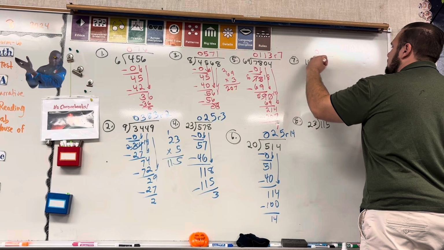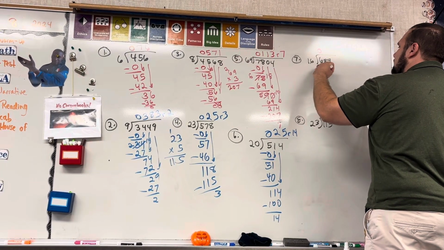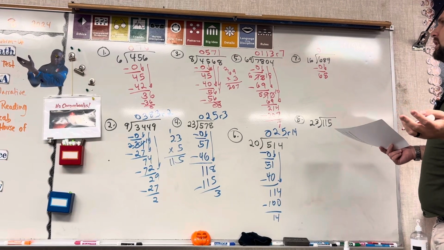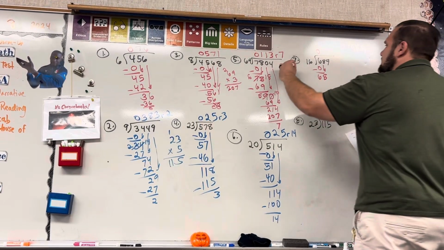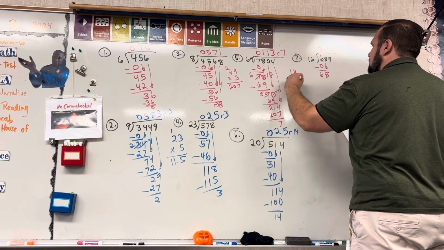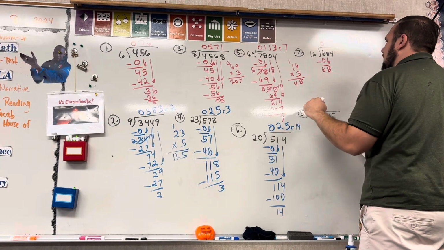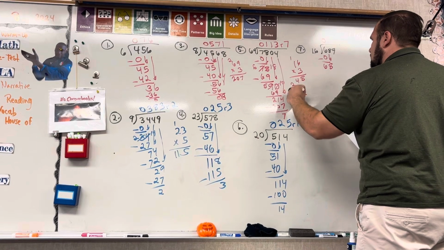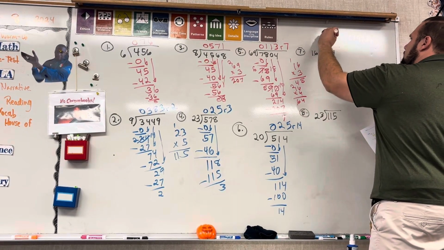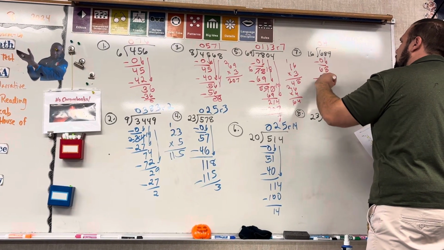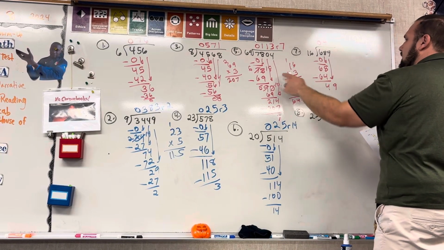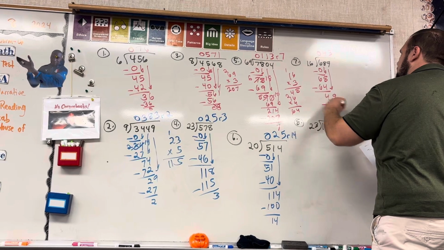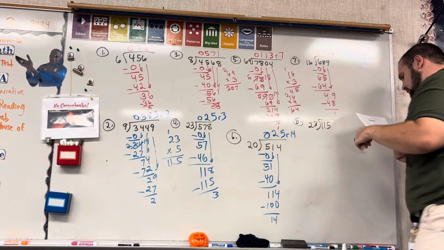16 times 0 is 0. You bring down the 8. 16 goes into 68. Well, I know 16 is close to 20. 20 times 3 is 60. I'm going to try 16 times 3. 48. I think we can do one more. Let's try 16 times 4. 64. So it goes in there 4 times. You got 4 left over. Bring down the 9. I know 16 times 3 was 48. So it's 43, remainder 1.